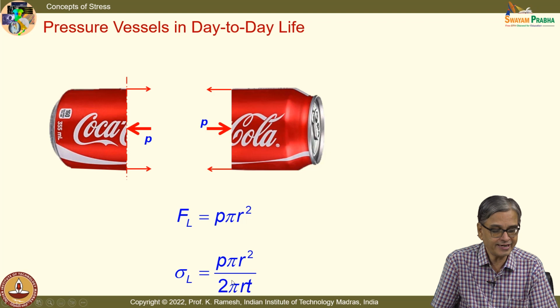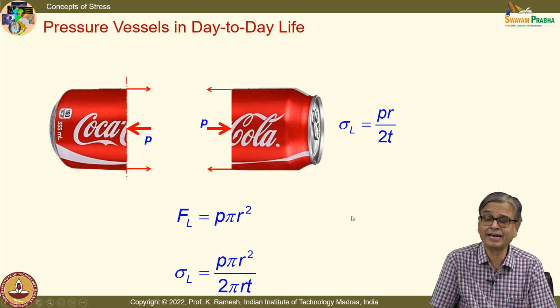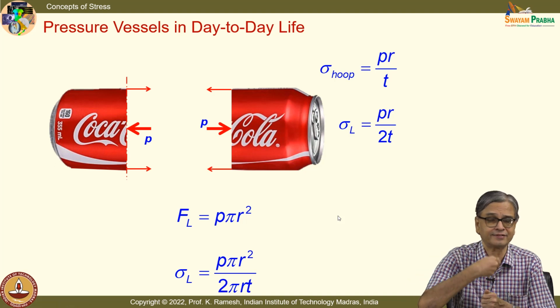And if I divide it by the circumferential area 2 pi RT, I will get this longitudinal stress as PR by 2T. It's a very famous problem. We have already seen what is happening in the circumferential direction.